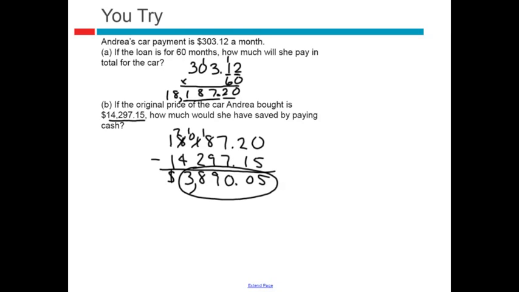How did you do with that problem? Take a look at my steps. Take a look at your steps and revise your work if you need to.